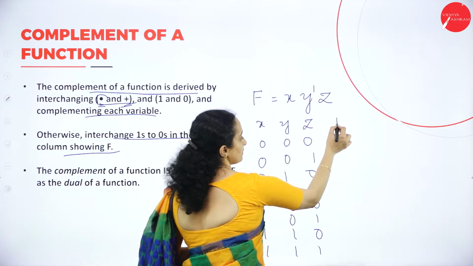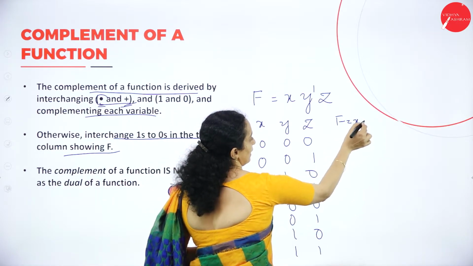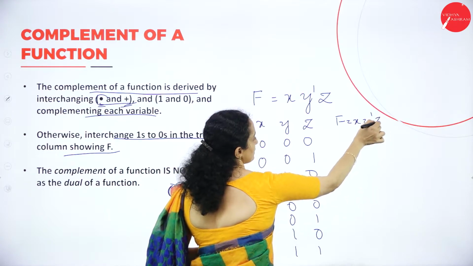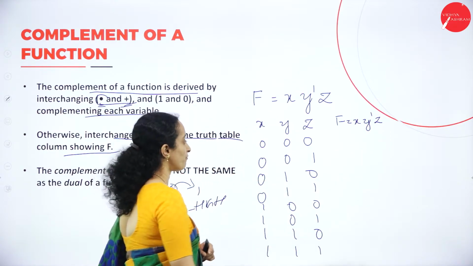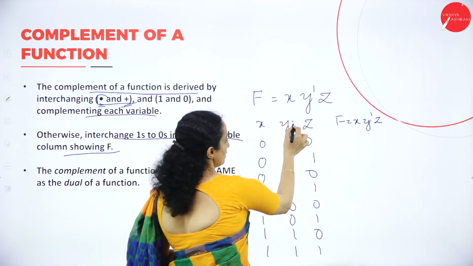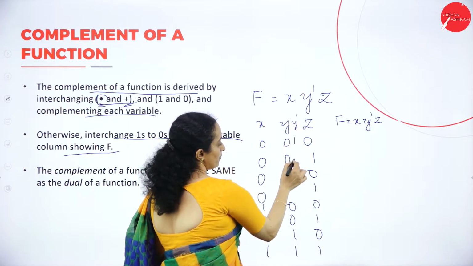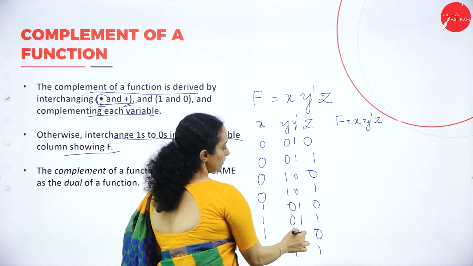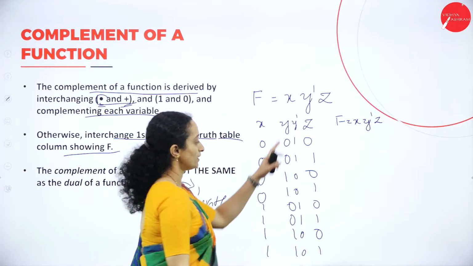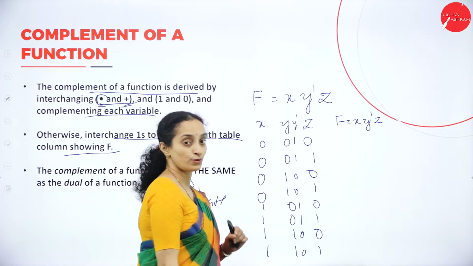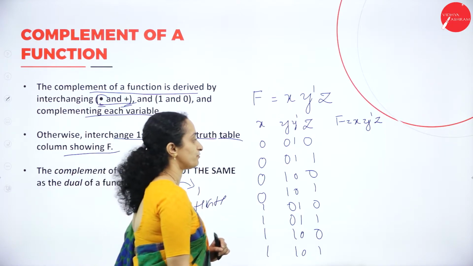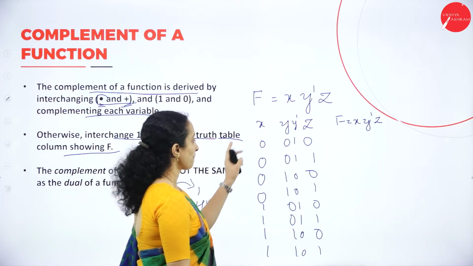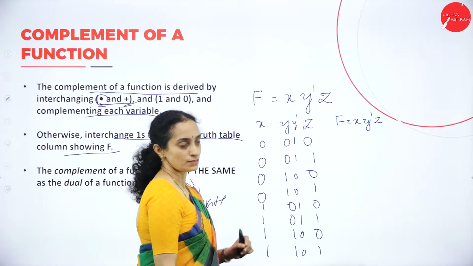How do you perform this? F equals x into y dash into z. Y dash, if you take it, will be 1, 1, 0, 0, 1, 1, 0, 0, isn't it? How do you get the truth table for the function f, which is x into y dash into z?